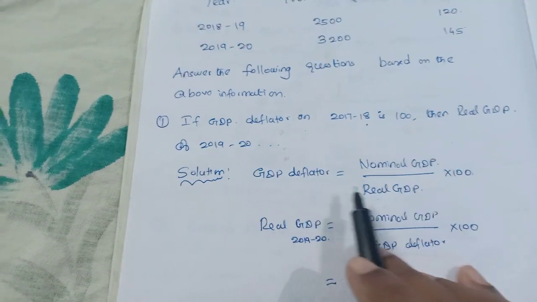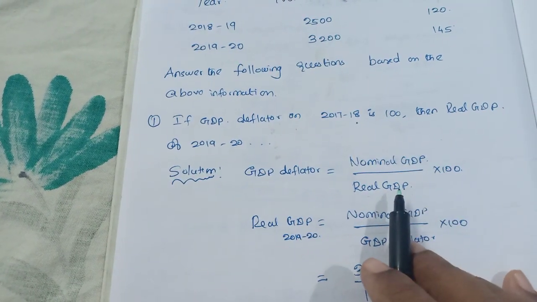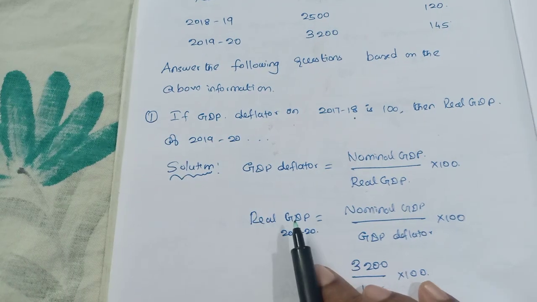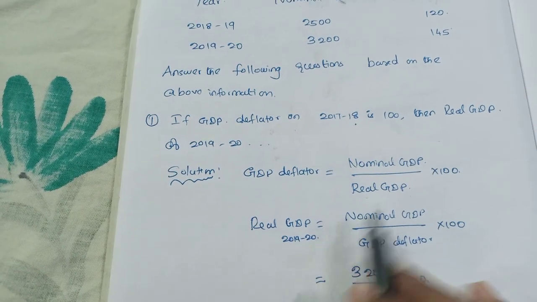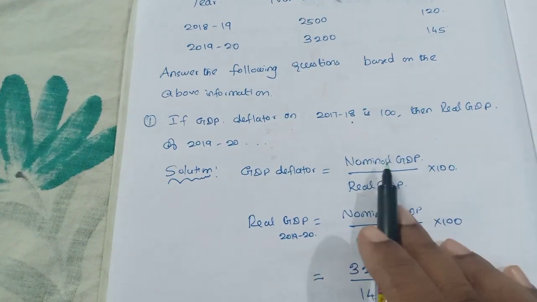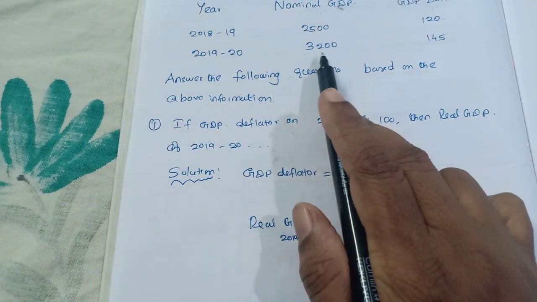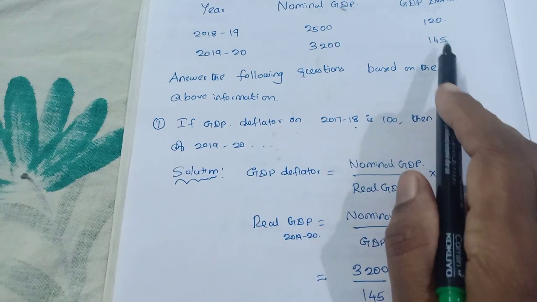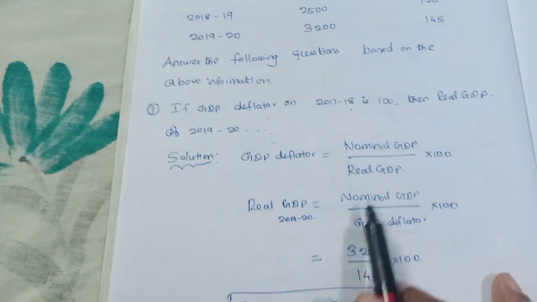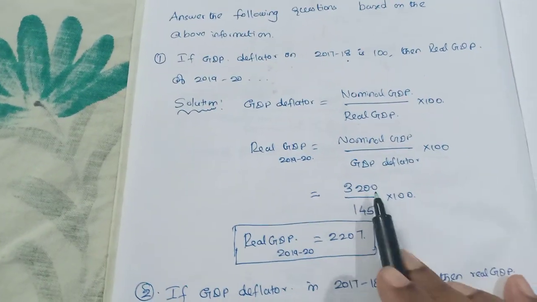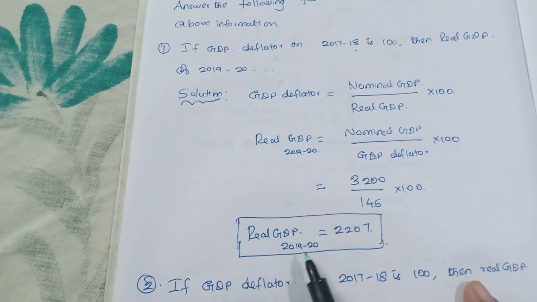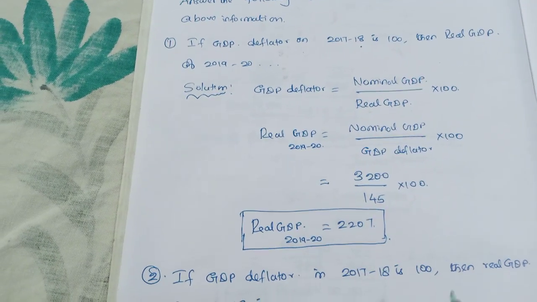The formula is GDP deflator is equal to nominal GDP divided by real GDP into 100. Real GDP for the year 2019 to 20: real GDP is nominal GDP divided by GDP deflator into 100. Nominal GDP is 3200, it's given, and GDP deflator is 145. So by solving this, I am getting real GDP for the year 2019 to 20 is 2207.